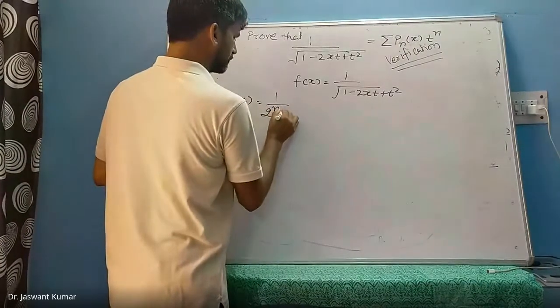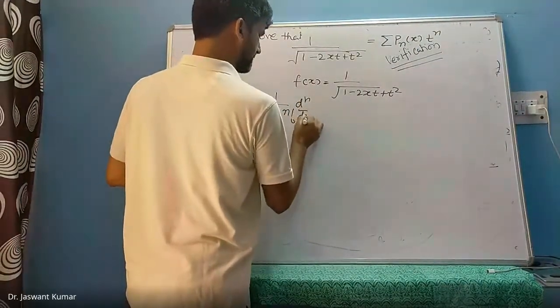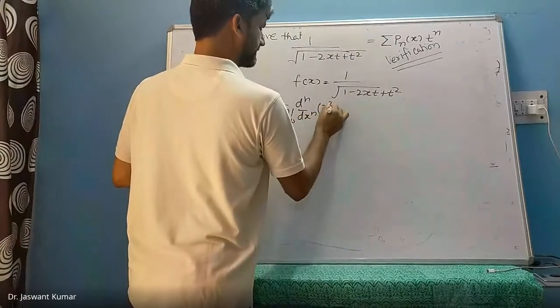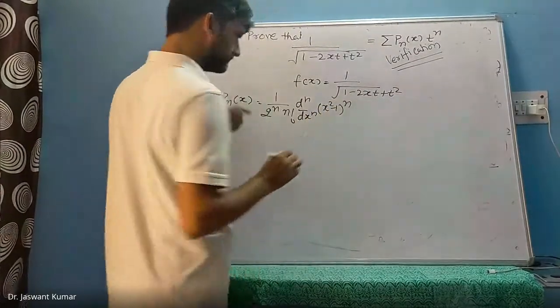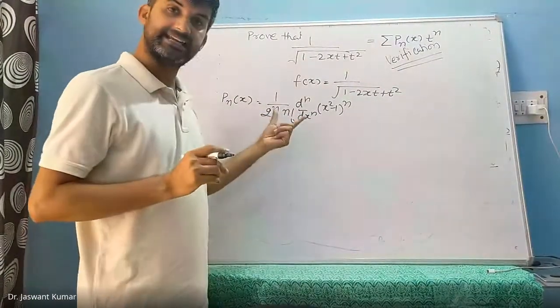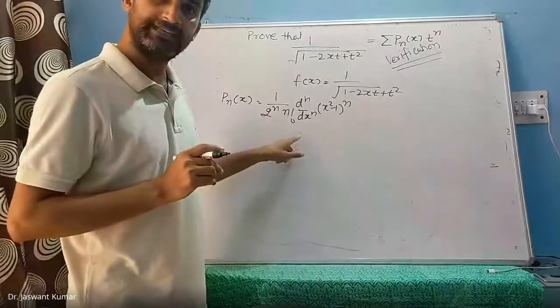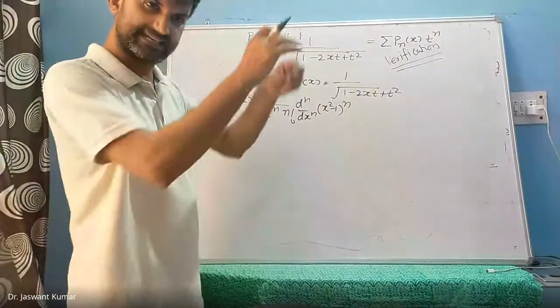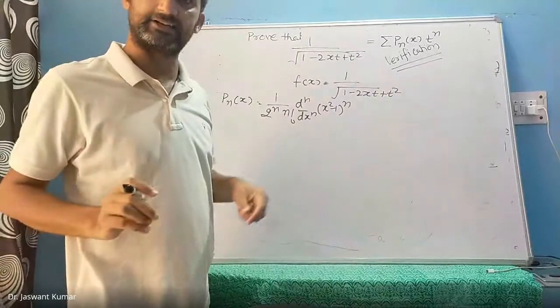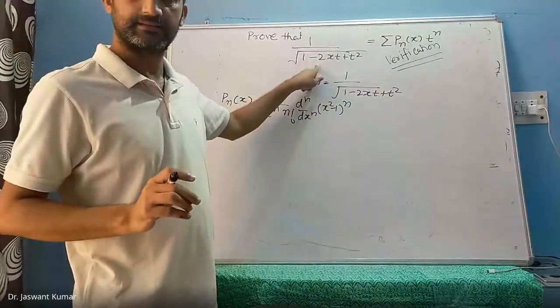Do you know what Pn of x is? This is 1 by 2 to the power n n factorial, d^n by dx^n of (x square minus 1) to the power n. Yes, this is Pn of x. So what should be the generating function of any polynomial which is written like this? There is a standard set of steps by which we get this.